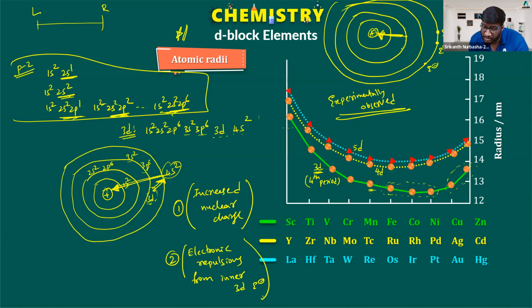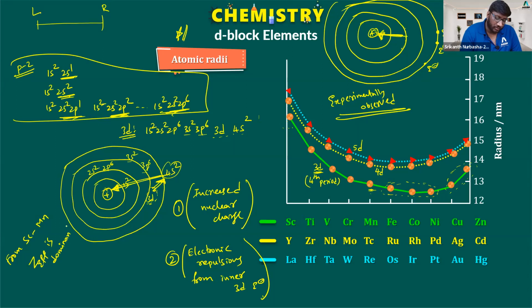So if you go from scandium to the middle of the series, that is up to manganese, which is the dominant factor? The repulsions or the nuclear charge? Size is decreasing. Yes or no? Size decreasing means which is the dominant factor? From scandium to manganese, Z effective is dominant.